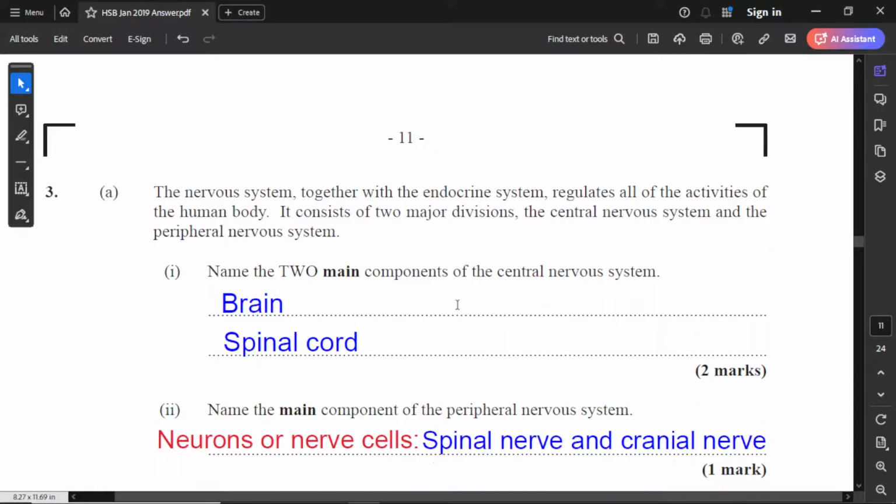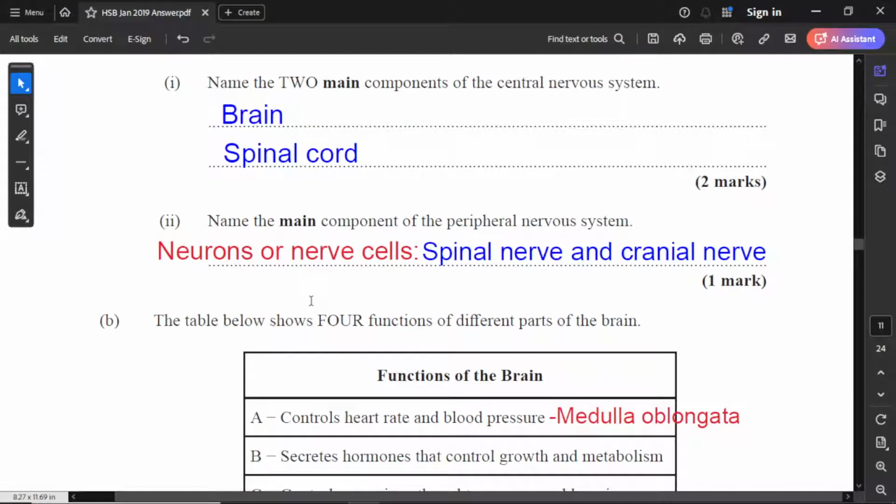Now, question number three is that the nervous system together with the endocrine system regulates all of the activities of the human body. It consists of two major divisions, the central nervous system and the peripheral nervous system. Name the two main components of the central nervous system, and of course, we all know that is the brain and the spinal cord. All right, that's an easy 2 marks right there.